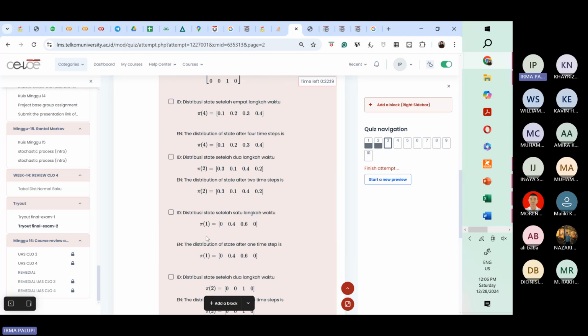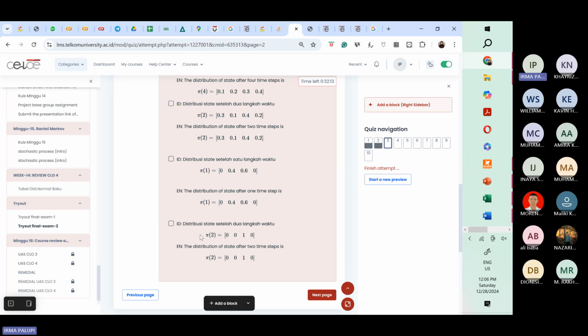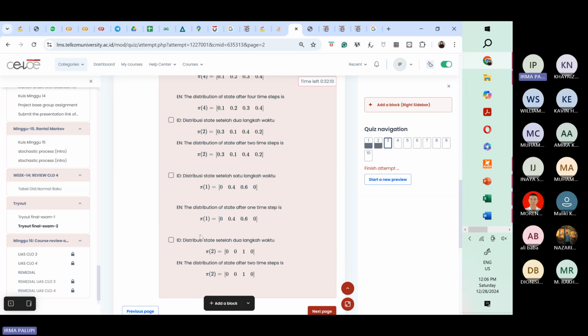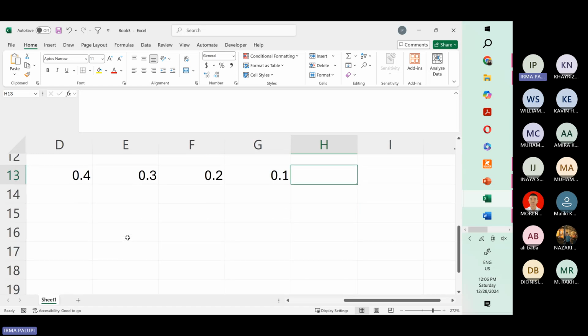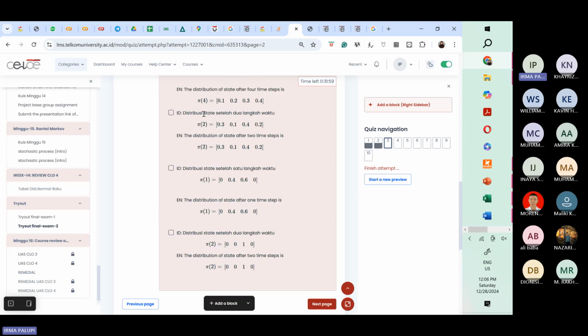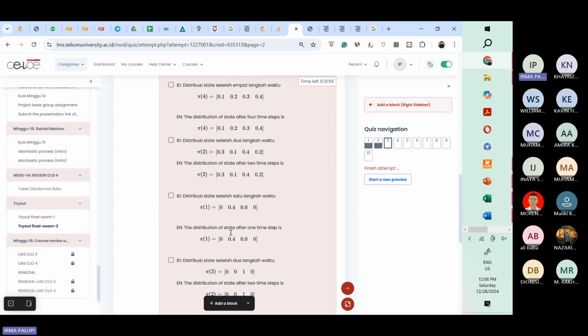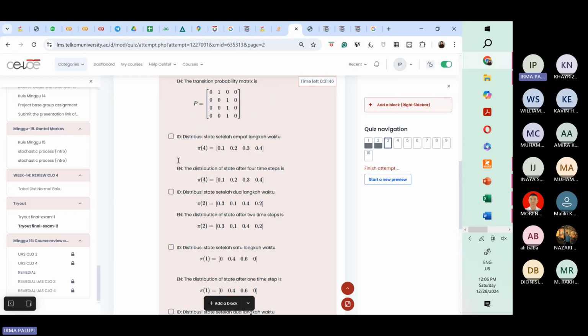And we need to find the probability distribution after 1 step, 2 steps, and 4 steps. So we need to find the matrices P, P squared, and P to the power of 4. So input the matrix values here. This is correct, 1, right? 0, 0, 0.